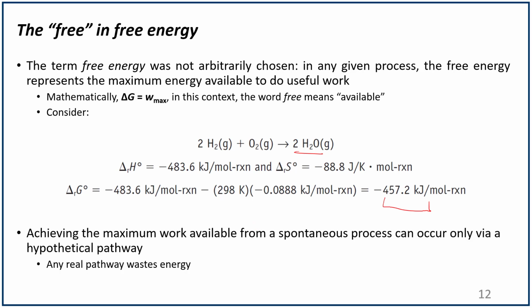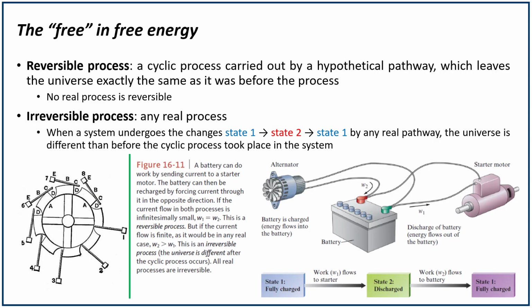Now, achieving maximum work available from a spontaneous process can only occur in a hypothetical pathway, and any real pathway wastes energy. What I mean by a hypothetical pathway is a reversible process, meaning if you go from point 1 to point 2 to point 3, then you can go back from point 3 to point 2 and point 1, and have the states be similar to what you started with. But nothing in life is actually a reversible process. Most of the processes that we have are irreversible in nature.